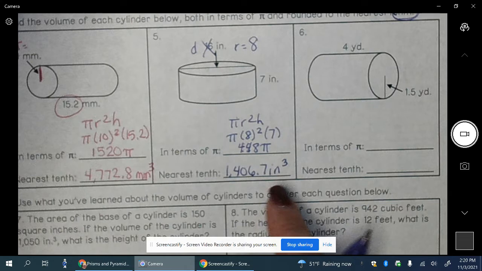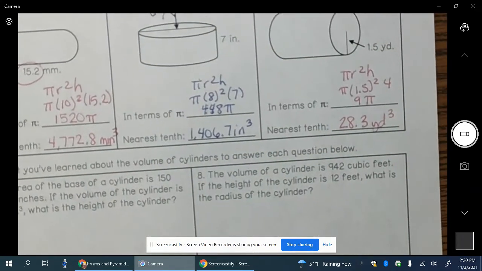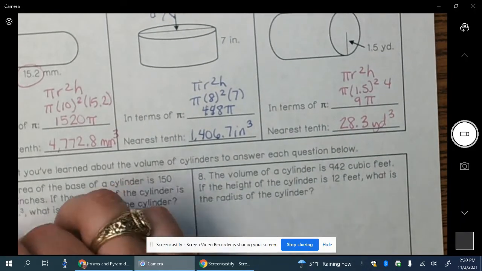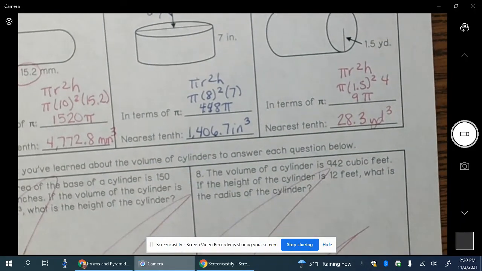Wait. So is this right? What's the homework on? It's not in Schoology. Is it right? Yes. Alright, so when you do it with pi, it's 9 pi. All that simplified to be 9 pi. And then when it wants the actual answer, it's 28.3 yards squared. You have to round it. It says round to the nearest 10th.